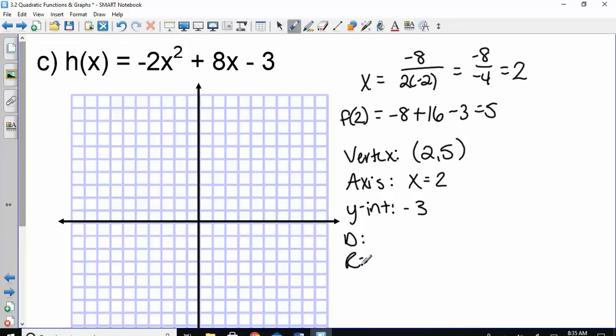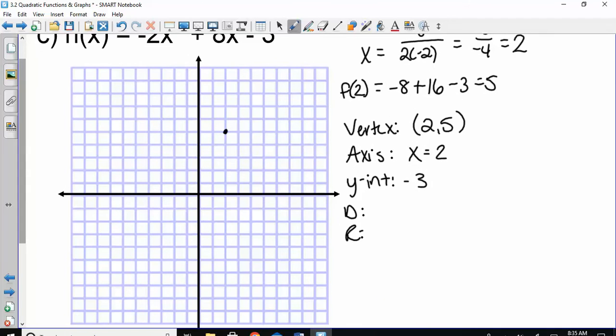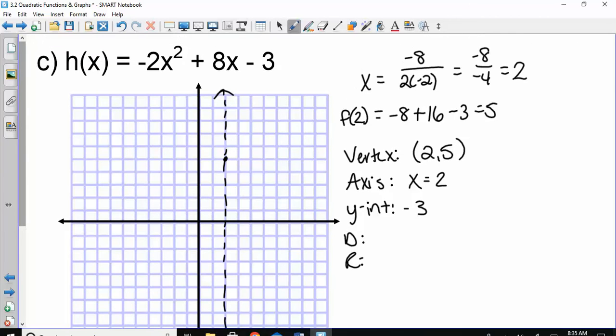Okay. Is this one opening up or down? Down. So the vertex is a max or min? Maximum. If I say what is the actual maximum value, I'm just asking for the highest y value. So what's the actual maximum value here? 5. So where it happens is the vertex, the actual max or min is the y.